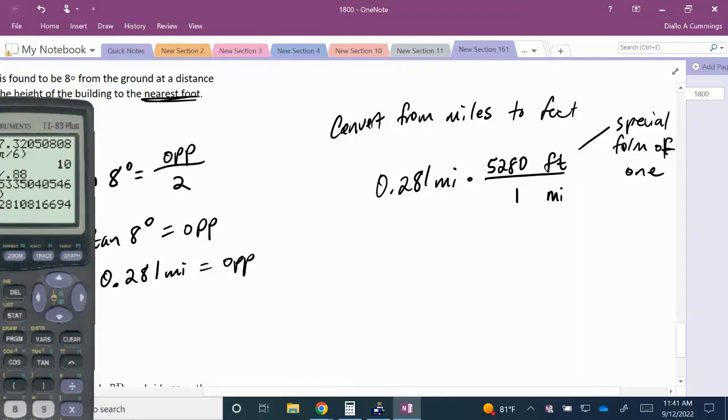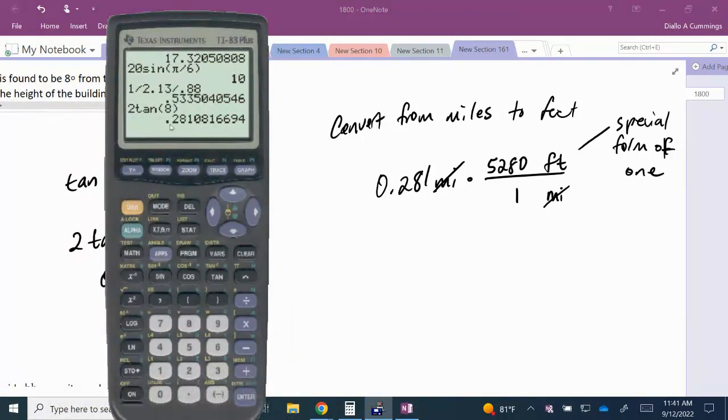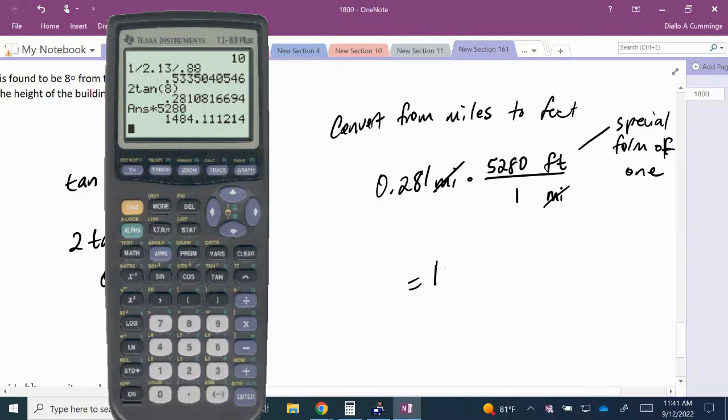So when you multiply by 1, you don't change your value, but you can change your units. So in this case, when we multiply, the units of miles are going to cancel. So we're going to multiply the 0.281 by 5,280. And we have 1,484 feet.